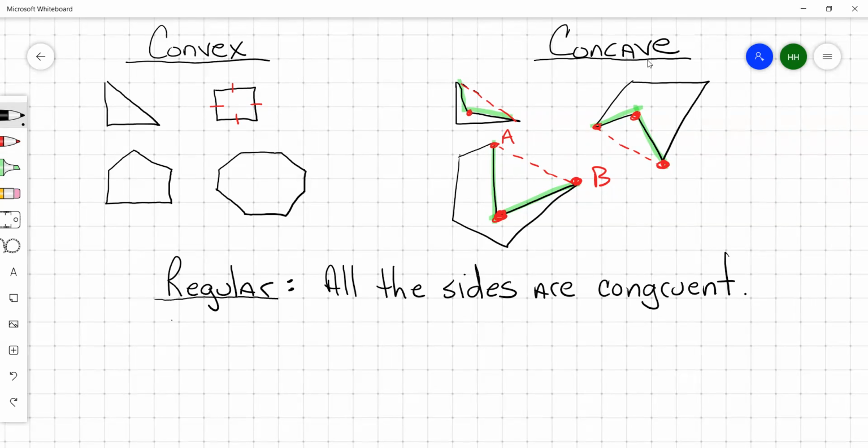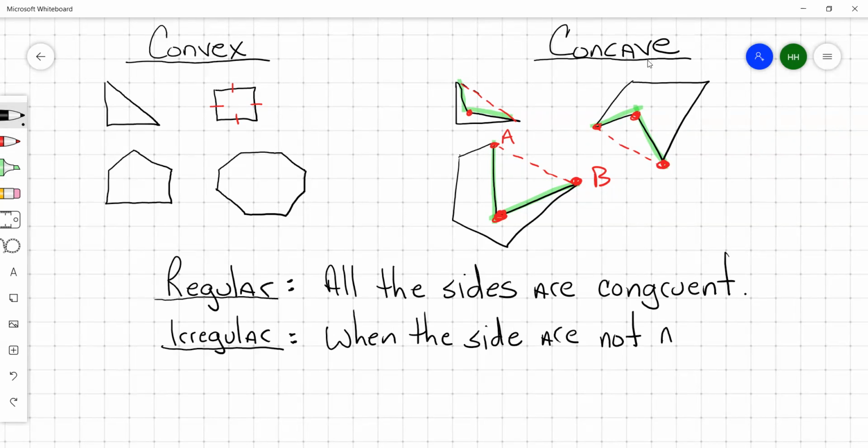The shape is called irregular when the sides are not all congruent. That means when all the sides aren't the same.